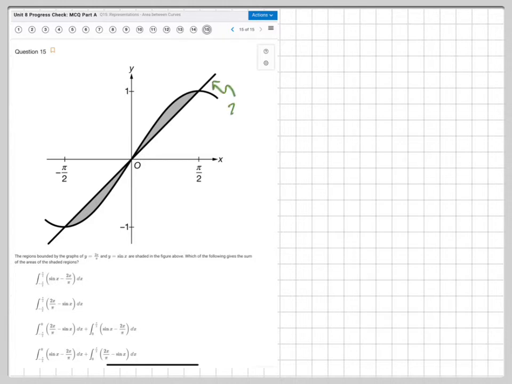Okay, so we need to label our two curves. This one's definitely 2x over pi, we know because it's straight, and we know this one has to be the sine x, we know because it's curvy. Okay. So top curve minus bottom curve.